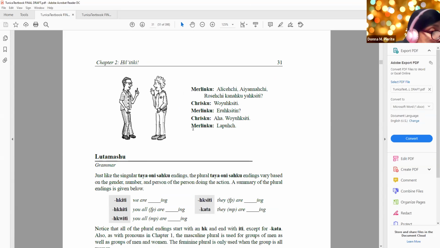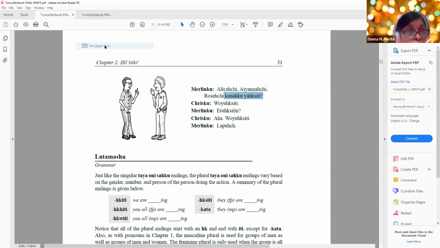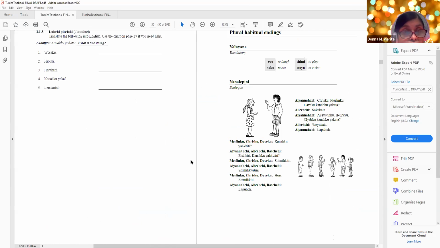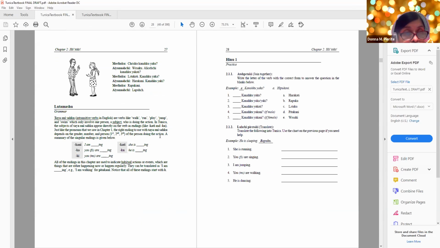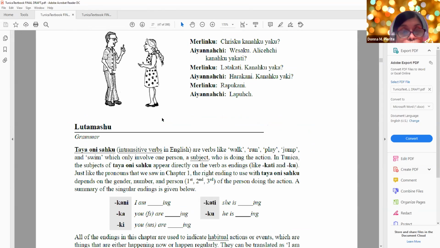Now, look at Merlin, now he is asking about the females. Merlin is saying, Alice Chi, Ayana Chi, Rose Chi, kanak yak city. And look at your chart there at the bottom. What is kanak yak city? What is that referring to? Merlin's asking, what does that mean? What are they doing? He's asking about the females, right. And Chris answers him, he says, woyuk city, woyuk city.